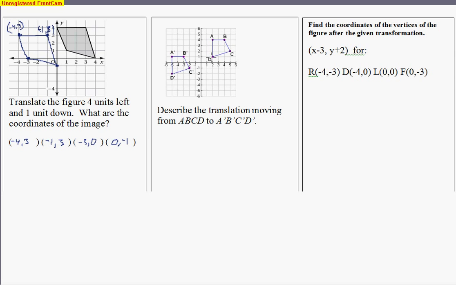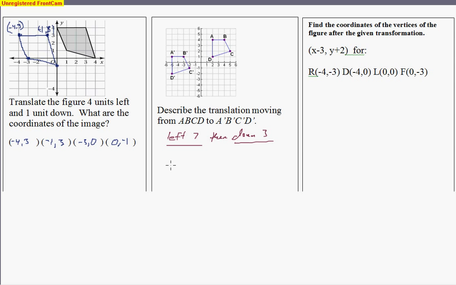Describe the translation moving from A, B, C, D to A prime, B prime, C prime, D prime. So I'll just start from one of these points. I'll start from D here, and if I just go over to the left, 1, 2, 3, 4, 5, 6, 7. That's how many spaces I had to go over to the left. So I have to go left 7 spaces to get to the same x value as D prime. And then I had to go down 1, 2, 3 spaces. Now, you could have gone down first, then left. That would be fine. It doesn't matter as long as you have left 7, down 3 describes that translation.